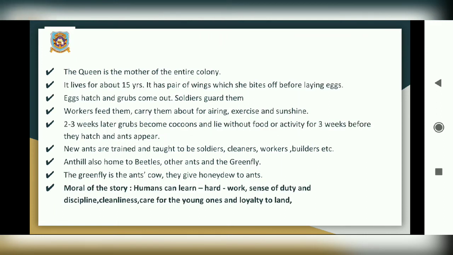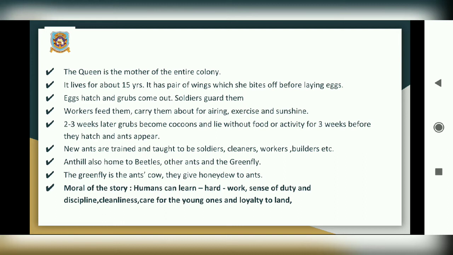Now part 2 tells that the queen is the mother of the entire colony. That means the queen ant lays eggs and is the mother of the whole colony. The collective noun for ants is colony. Now the queen ant lives for about 15 years. It has a pair of wings which she bites off before laying eggs. So before the queen ant starts laying eggs, it gets rid of those two wings. Eggs hatch and grubs come out.